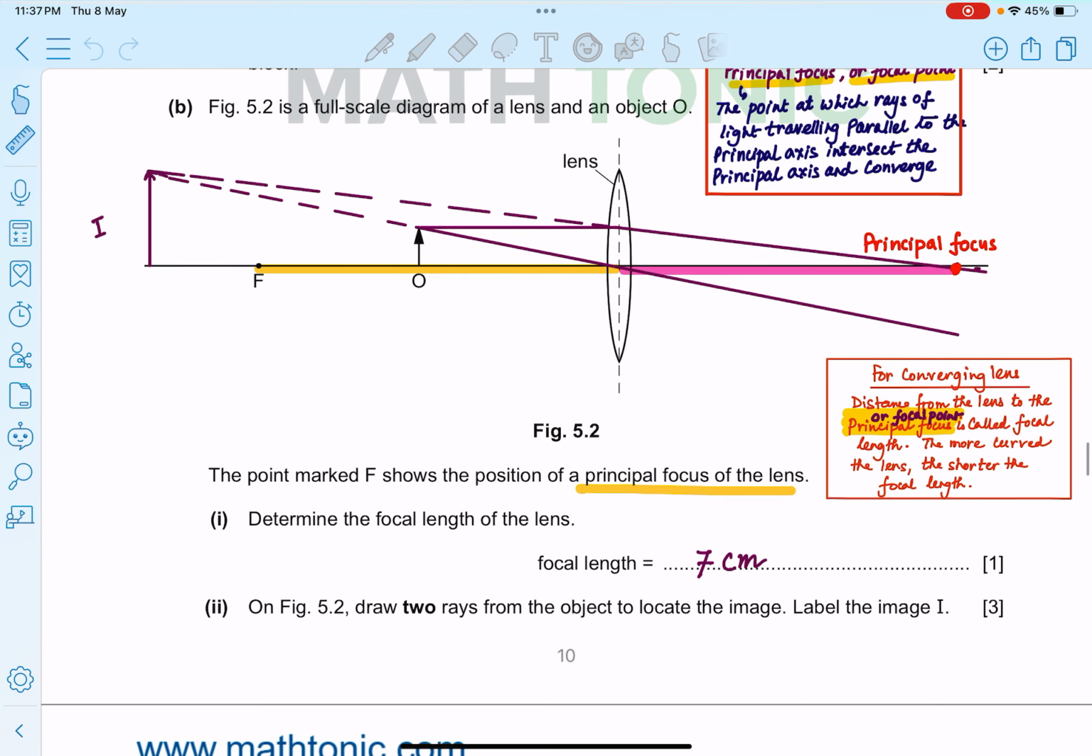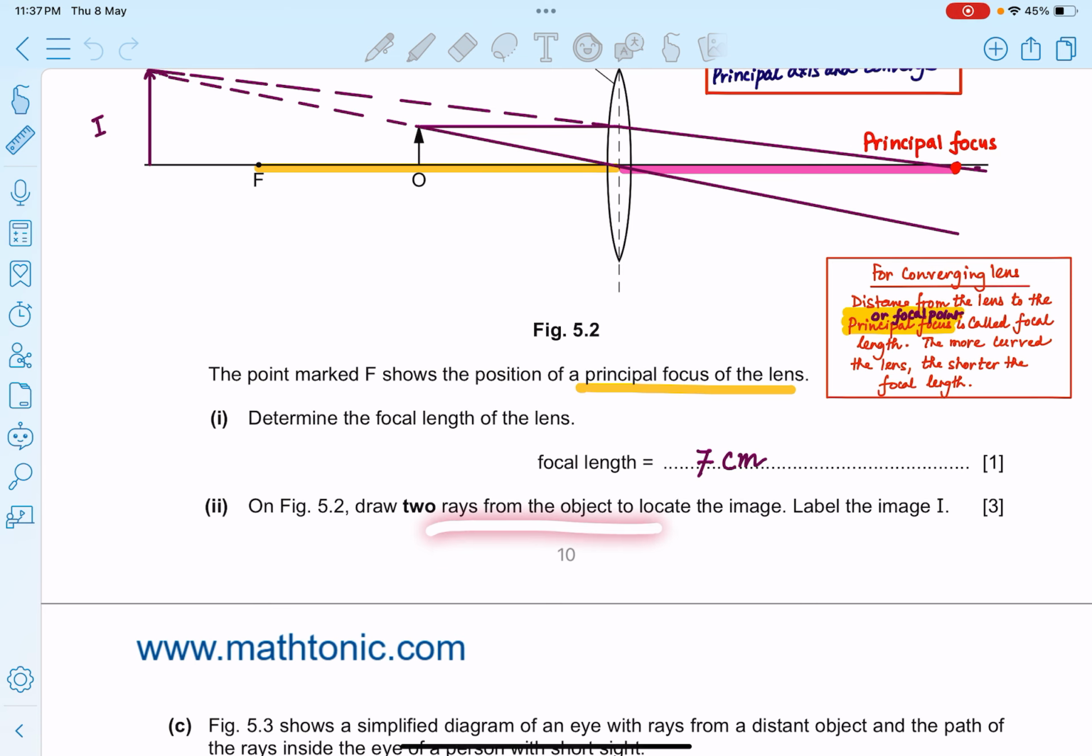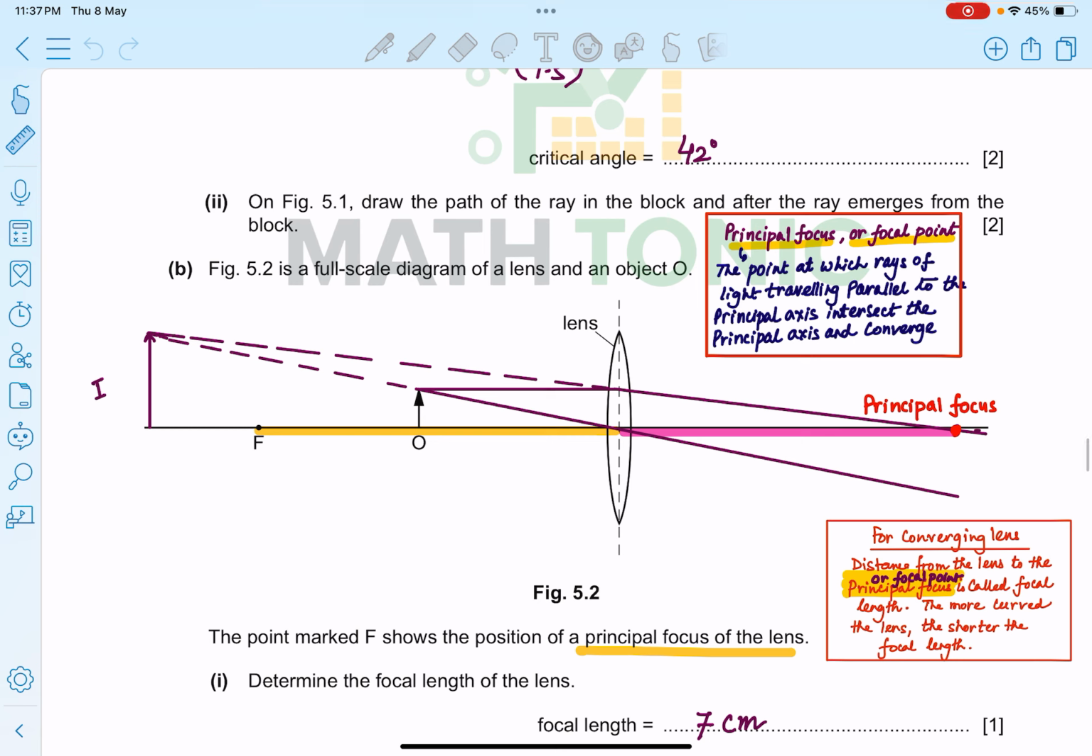Got it everyone clearly? Now draw two rays from the object to locate the image. Very simple. Remember, whenever you draw a parallel line, it will pass through the focal point, or we can say principal focus, and the non-parallel lines will pass through the center of the lens. And if I go back, you can see it is creating a virtual image at the back of the lens. Wherever it meets, this will be your image.